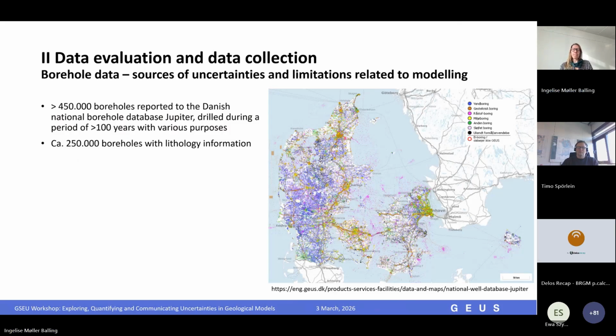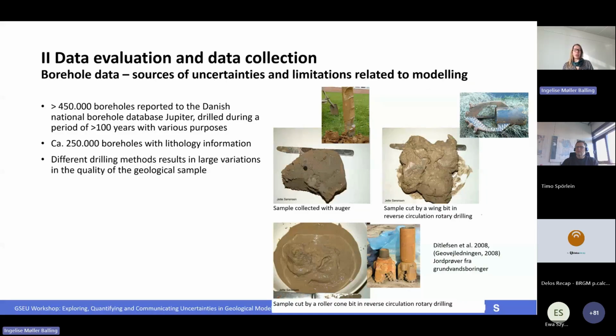When you look for borehole lithological logs in Denmark, you go to the National Borehole Database Jupiter, which contains more than 450,000 boreholes, with about 250,000 boreholes with lithological information. These boreholes originate from a number of different applications, and therefore the quality and the uncertainty of the borehole data varies.